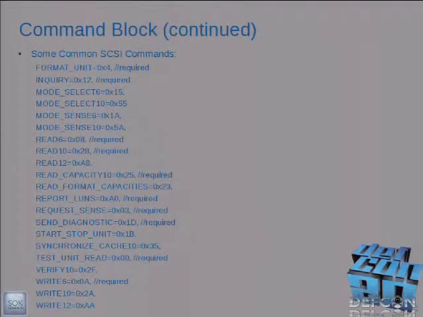All right, so what are some common SCSI commands? Format unit is a good one because you can, in one atomic operation, just format the unit and erase it. Inquiry, mode select, mode sense, read format capacity, read capacity, all those other things. Right?